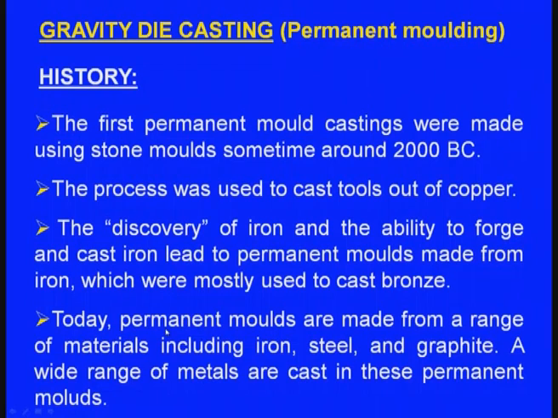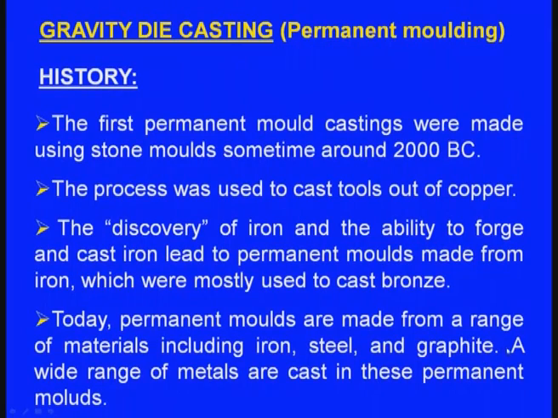Now, what is the status today? Today, permanent molds are made from a range of materials including iron, steel and graphite. So, these are the mold materials today. A wide range of metals are cast in these permanent molds.